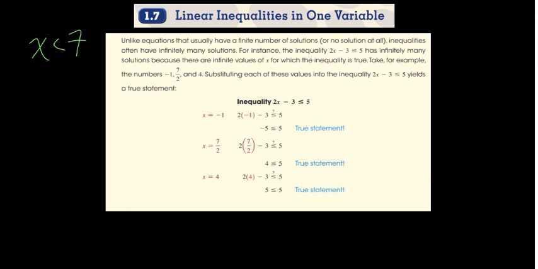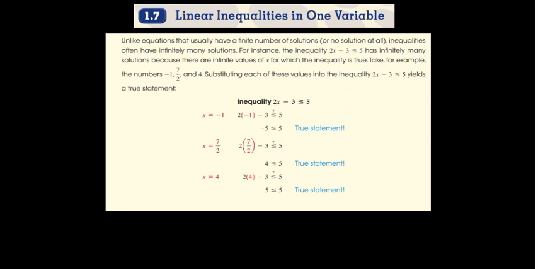Honestly, I probably jumped ahead of what's being written here. For instance, the inequality 2x - 3 ≤ 5 has infinitely many solutions because there are infinite values of x for which the inequality is true. Take, for example, the numbers -1, 7/2, and 4. If we substitute each one of those into this inequality, it makes a true statement.